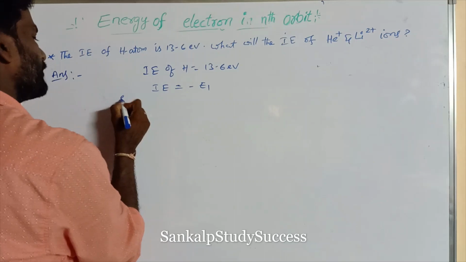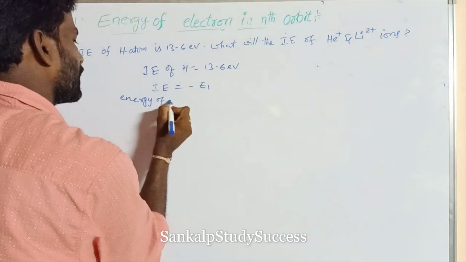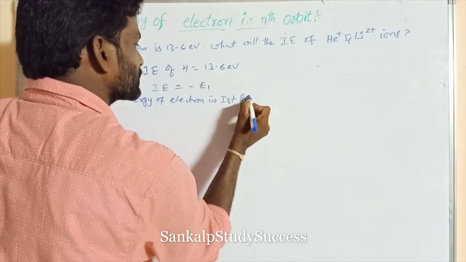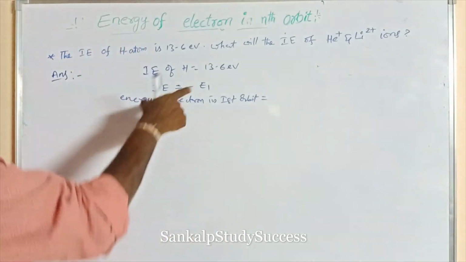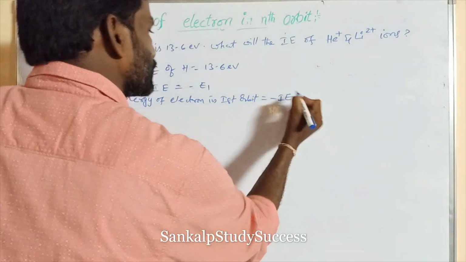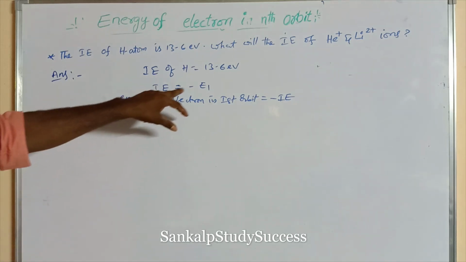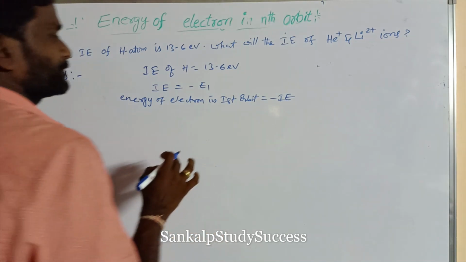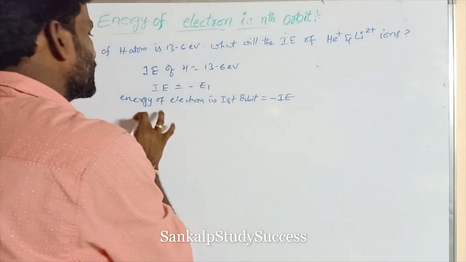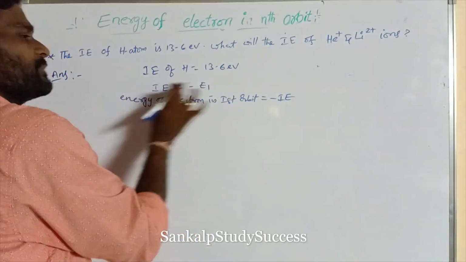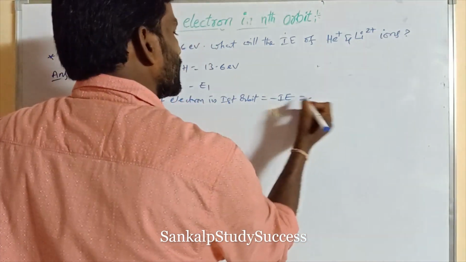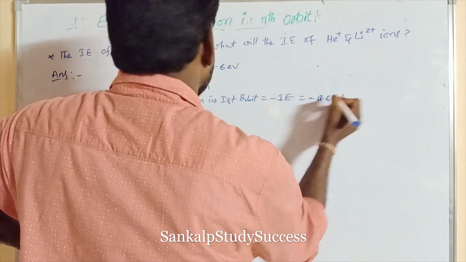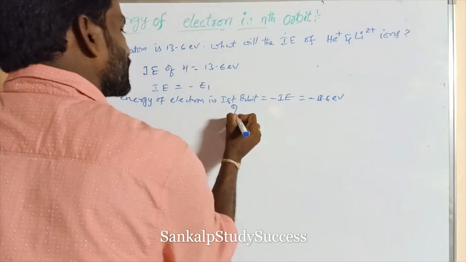Therefore, the energy of electron in the first orbit is equal to minus IE. So IE is equal to minus E1. What is E1? E1 is the energy of electron in the first orbit. So E1 is equal to minus IE, and its value is minus 13.6. This is the energy of electron in the first orbit of H atom.